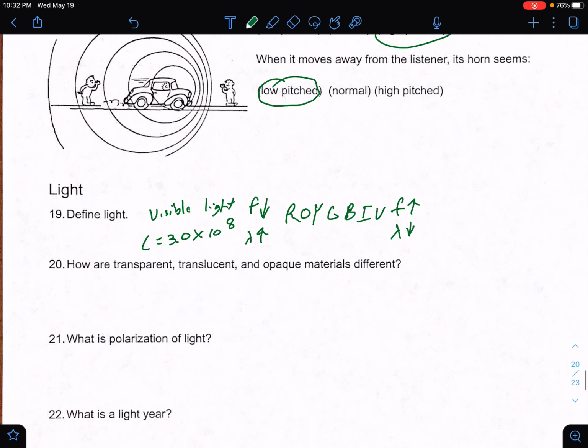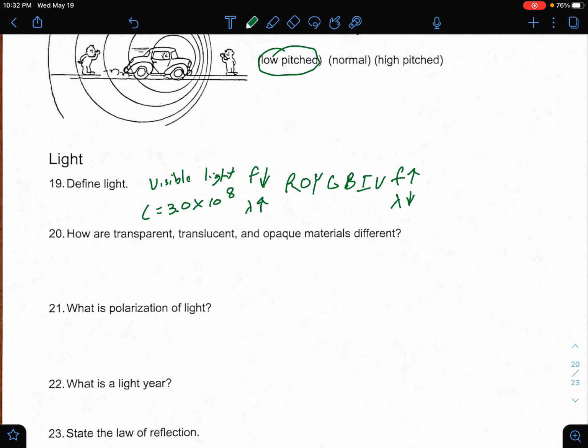Okay. 20, how are transparent, translucent, and opaque materials different? Transparent means all light will go through. Translucent means that some of it will go through while some of it will be kept behind. And then opaque means that no light will get through at all.